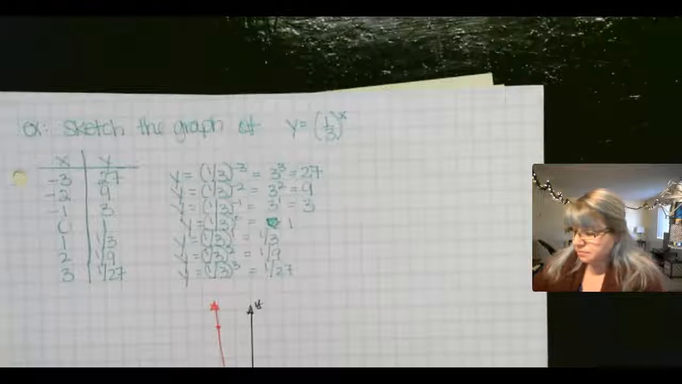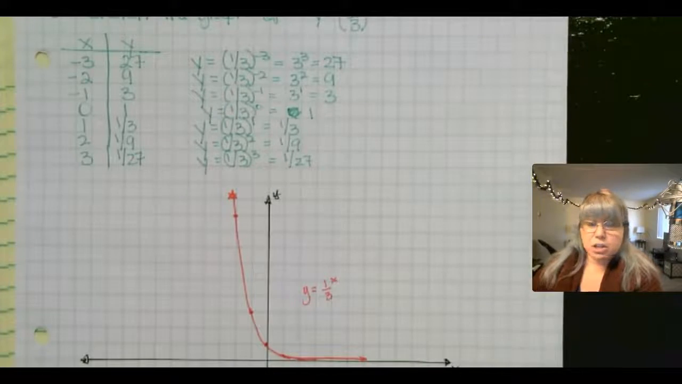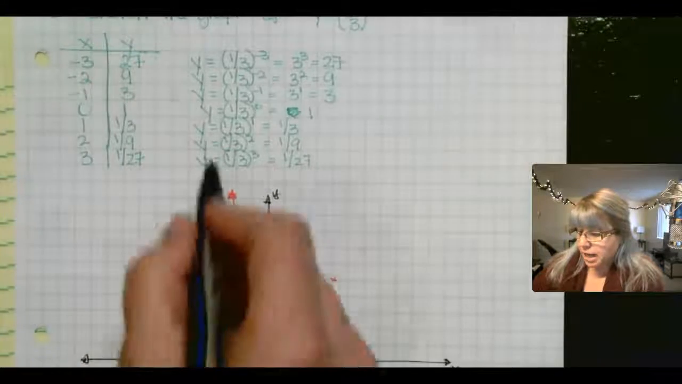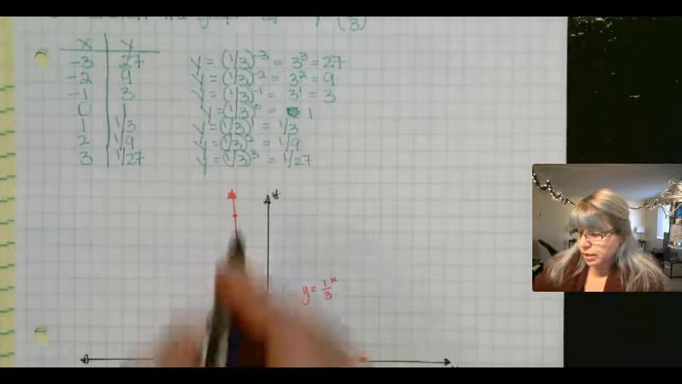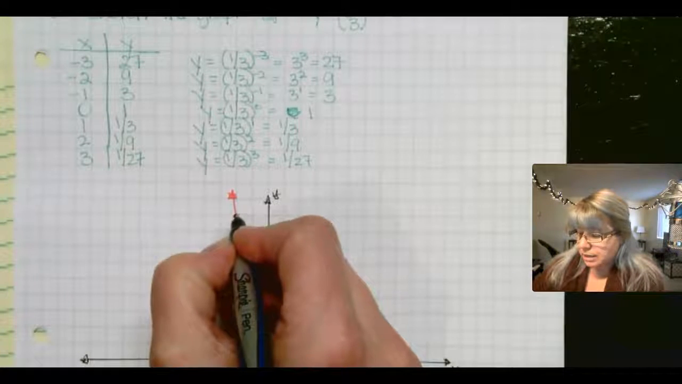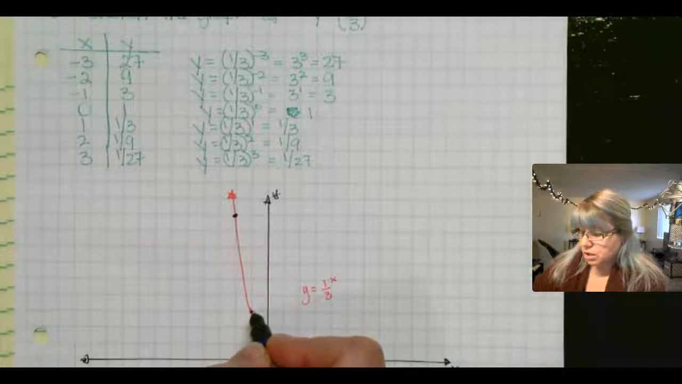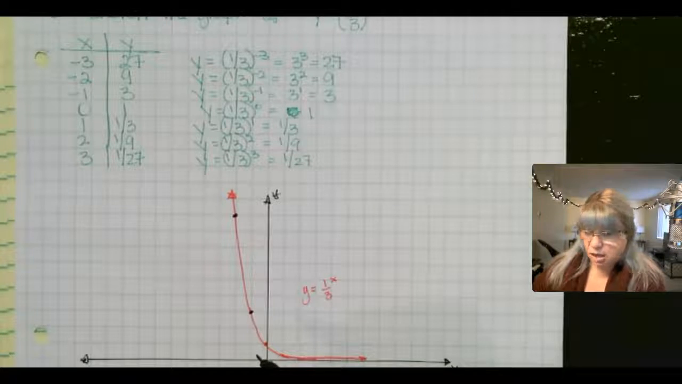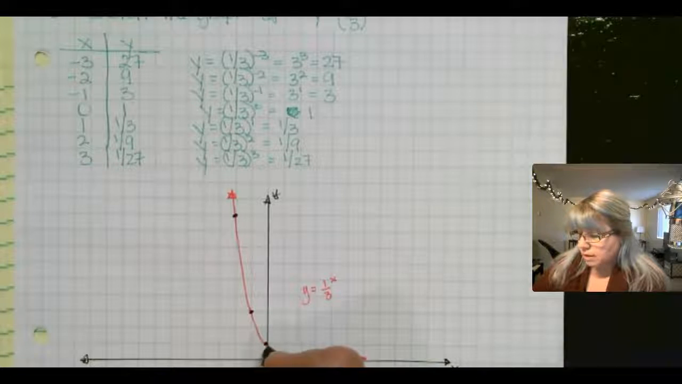Now again, we're going to just use these points that we found to plot our graph. So -3, 27 is really high up there. Can't even plot it right now. -2 and 9, it's going to be right there. -1 and 3. You just want to give yourself enough points to see the shape forming of your graph. 0 and 1.